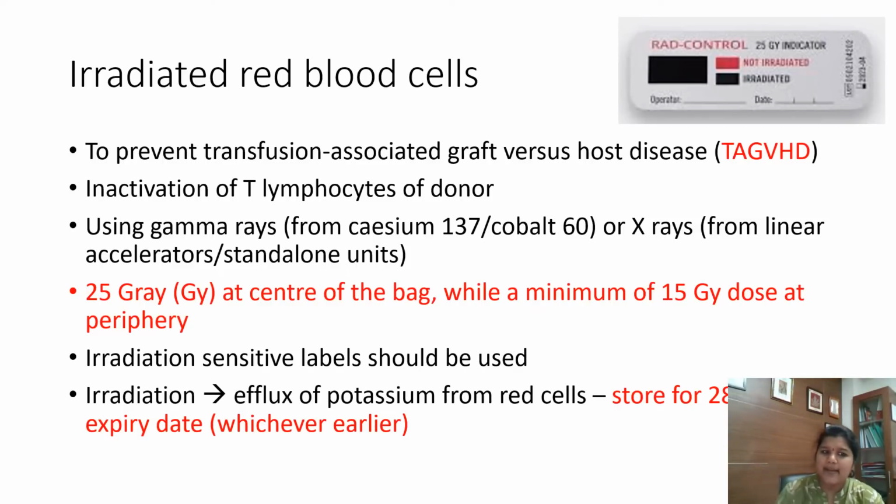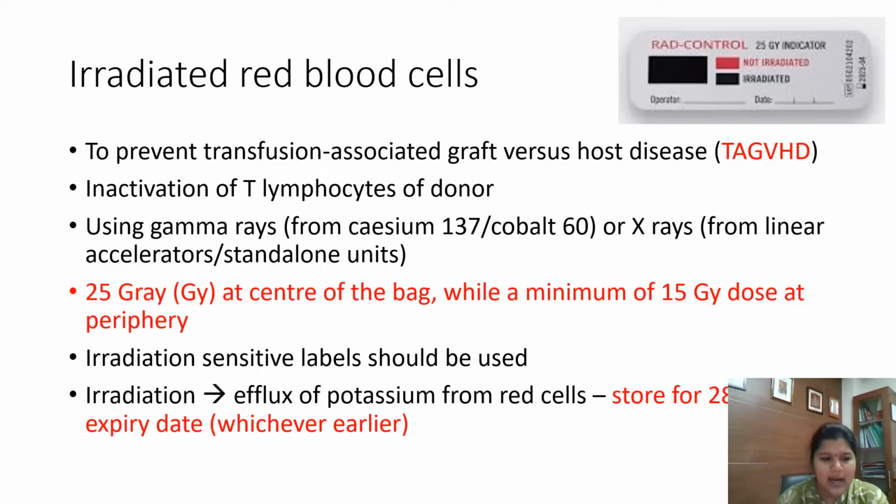Next important aspect is irradiation. Irradiation of red blood cells is done to prevent transfusion associated graft versus host disease. Basically, the irradiation inactivates the T lymphocytes of the donor. So the T lymphocytes of the donor cannot attack the cells of the recipient and cause graft versus host disease. Irradiation can be done by two methods. One method is the gamma rays from cesium-137 or cobalt-60. The second method is X-rays.